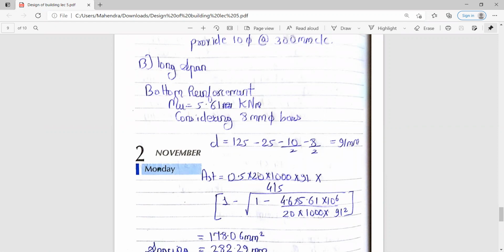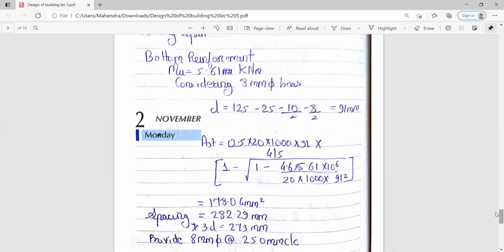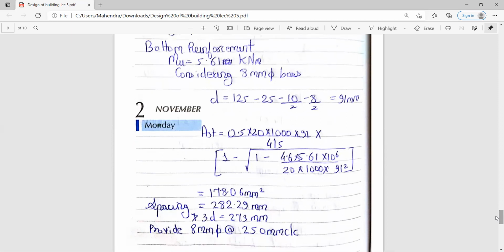Then again you need to calculate AST. Again same formula for calculation of AST. तो AST आपको मिलता है 178.06 mm square. Spacing, again same formula you have to use for the spacing. That is pi by 4 into 8 square upon AST into 1000. So spacing आपको मिलता है 282.29 mm. That is greater than 3D, 273 mm. So approximately 250 mm center to center spacing we are going to consider over here.